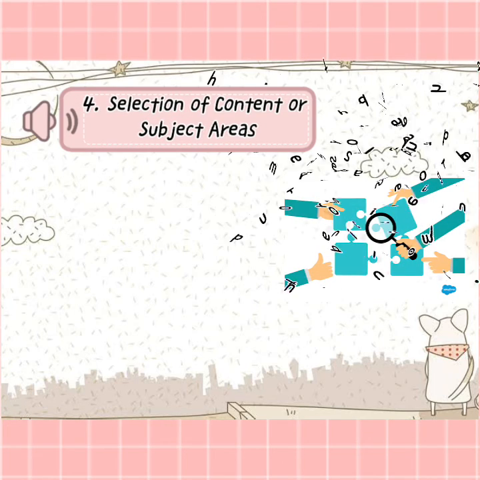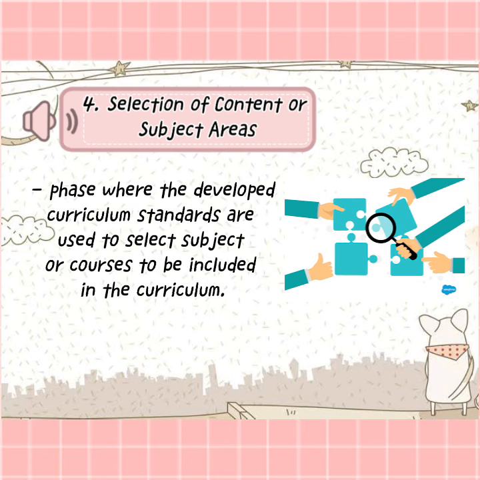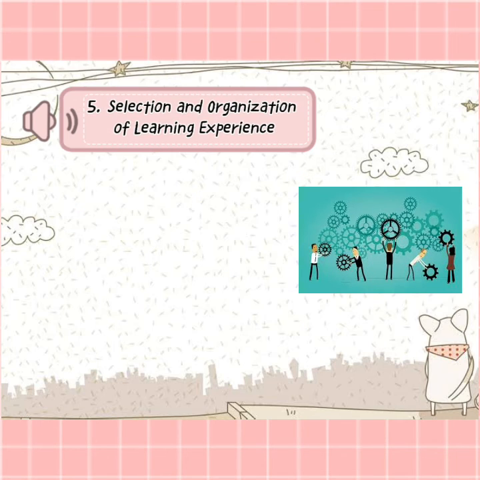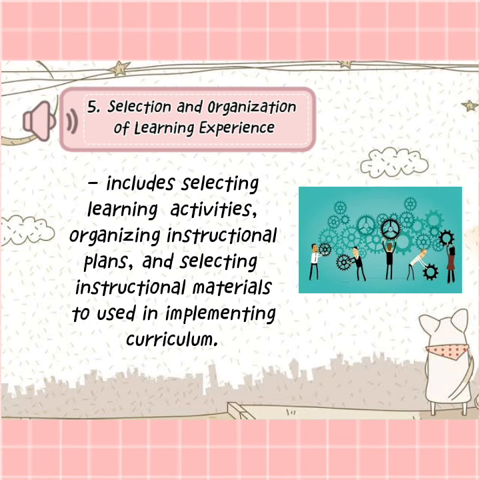Fourth is the selection of content or subject areas, a phase where the developed curriculum standards are used to select subjects or courses to be included in the curriculum. Fifth, the selection and organization of learning experiences. It includes selecting learning activities, organizing instructional plans, and selecting instructional materials to use in implementing the curriculum.